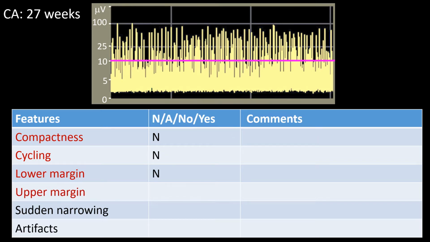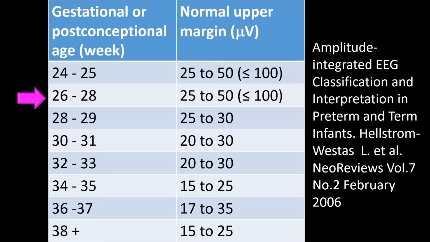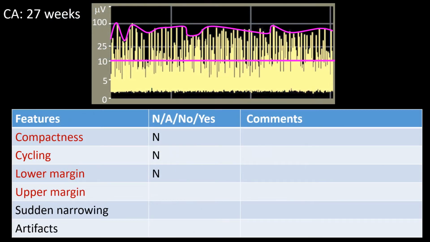As you can see, the upper margin, if judged by the interface between the compact and sparse regions, is around 10 microvolts most of the time. But if judged by the end of the lines, it is close to 100 microvolts. These levels in a neonate of this age for the upper margin are acceptable. So the conclusion regarding the upper margin is that it is normal.